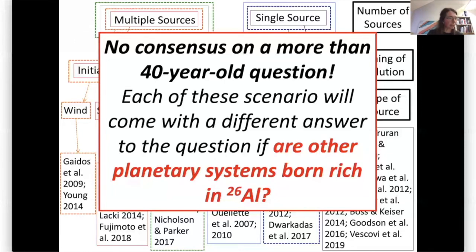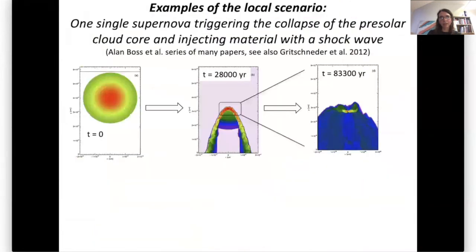Okay, so I don't have time in the next 10, 12 minutes to explain all the scenarios. I'll give you very briefly a few examples. Example of the local case. This is a famous case, a single supernova triggering the collapse of the pre-solar cloud core, and while doing that, injecting material with a shock wave. There is a long series of many papers by Boss et al. I think they reach maybe paper number 8 on this topic. So it's very, very well investigated if you want to check this scenario.